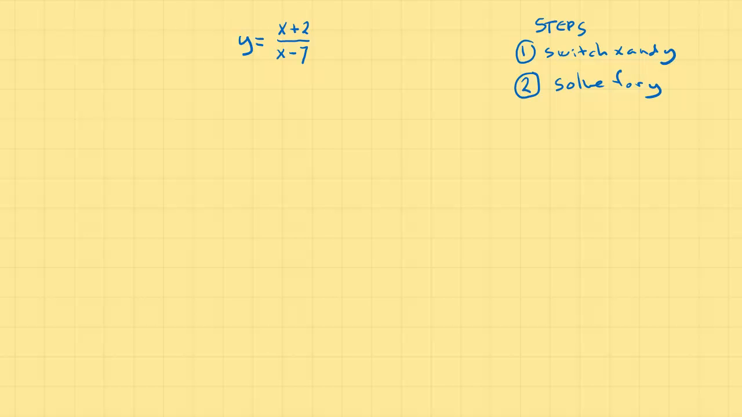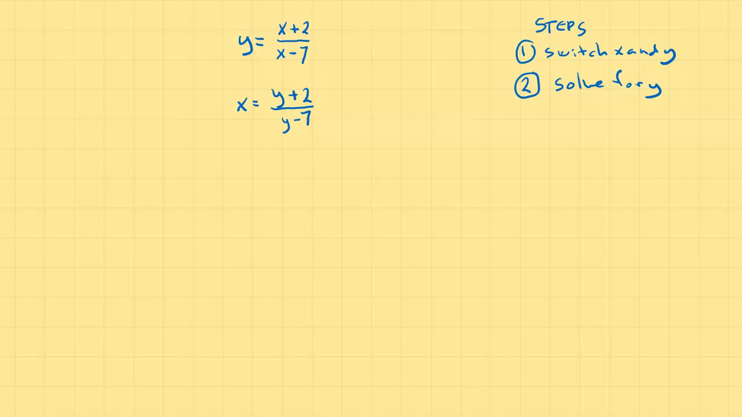So I'm going to switch x and y. That means wherever I see an x, I'm going to put a y, and wherever I see a y, I'm going to put an x. So I see a y here, so I'm going to put x equals y plus 2 divided by y minus 7. Okay, so how are we going to solve for y? Well, the first thing you should do is multiply both sides by y minus 7.